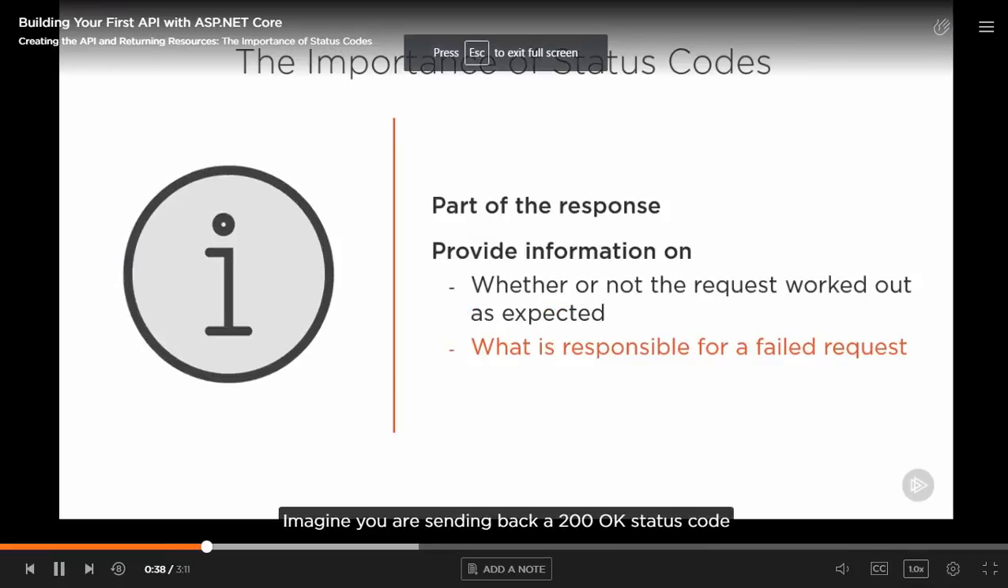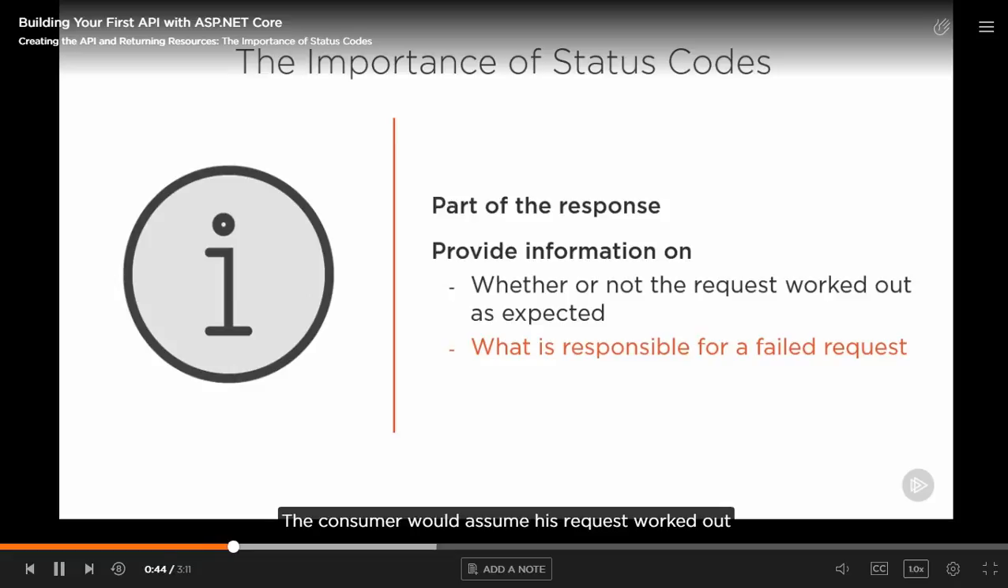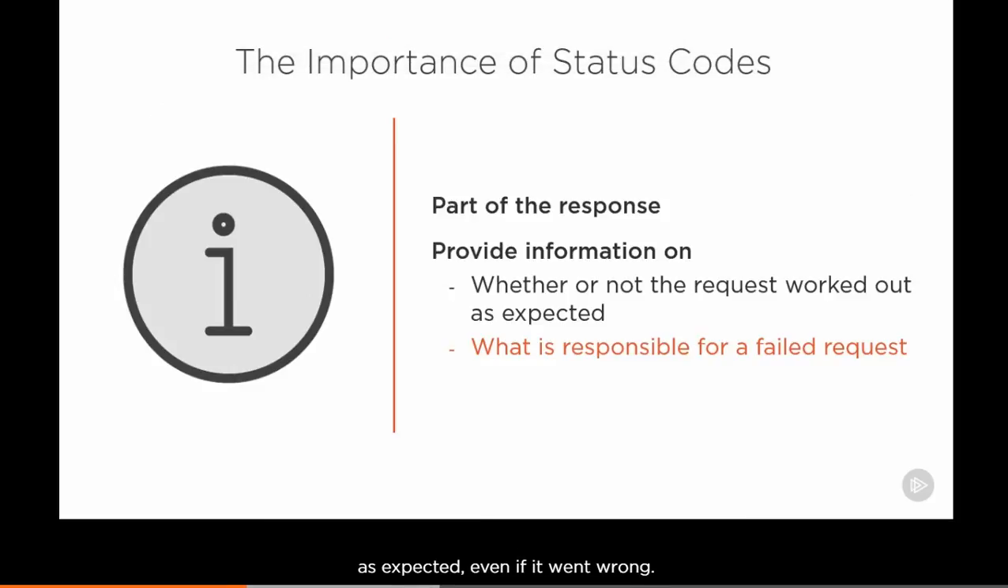Imagine you're sending back a 200 OK status code for each and every request. The consumer would assume his request worked out as expected, even if it went wrong. And imagine that when something goes wrong, we'd only send back a 500 internal server error. The consumer would never know if it's his fault something went wrong, for example, sending a GET request for a city that doesn't exist, meaning he can correct it and try the request again, or if it's the server's responsibility, in which case the client shouldn't try and correct the mistake, because the mistake isn't his.